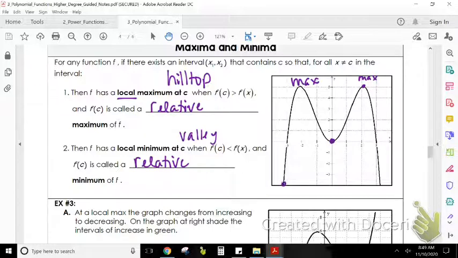That's why this point here, talking about the one at the bottom, would not be a local minimum, because it doesn't have a valley. It doesn't have the other side to it.